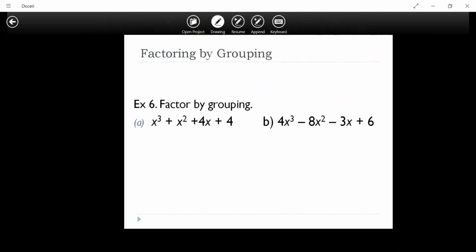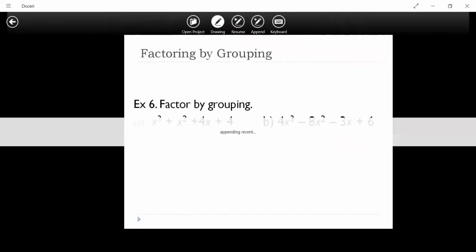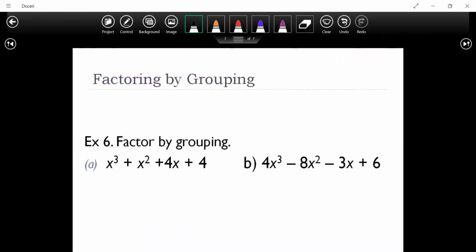Factored by grouping. So we need to do this one. We're going to factor out by grouping. This is one that you will have on the test. Okay, I'm hoping you guys remember how to do this. Is it okay to see like that? Can we see it like that? Okay.